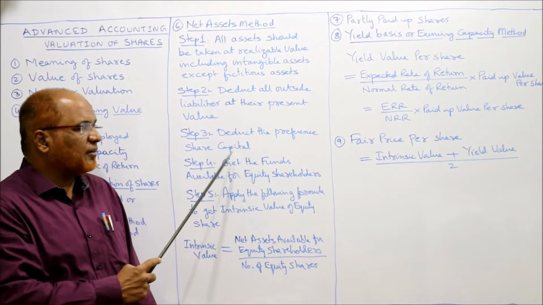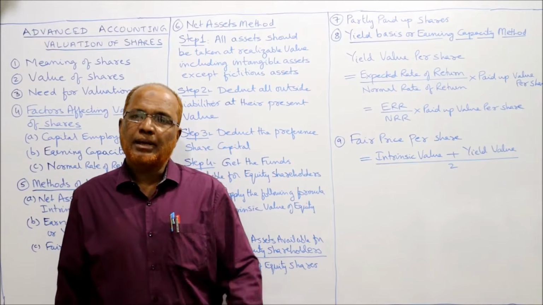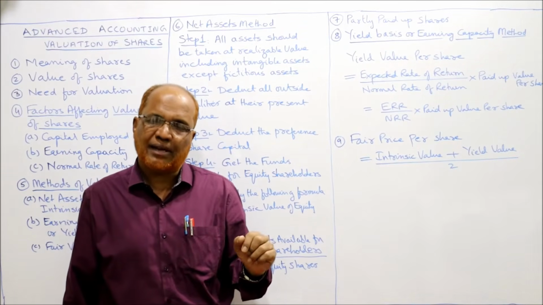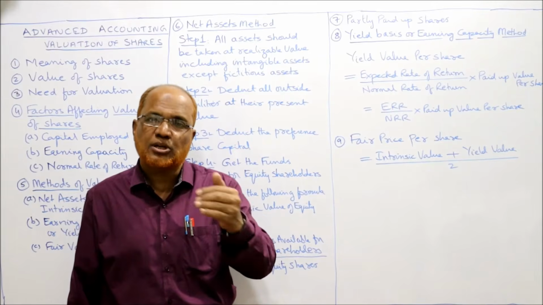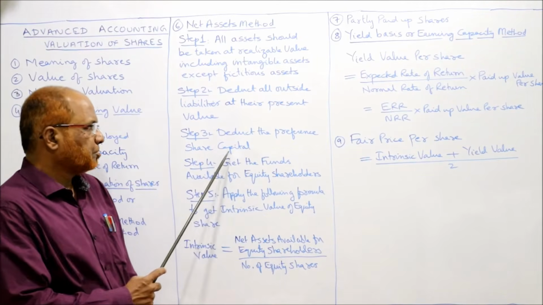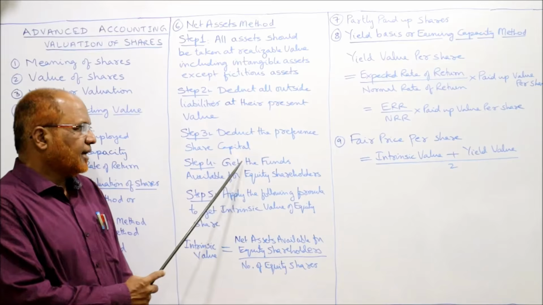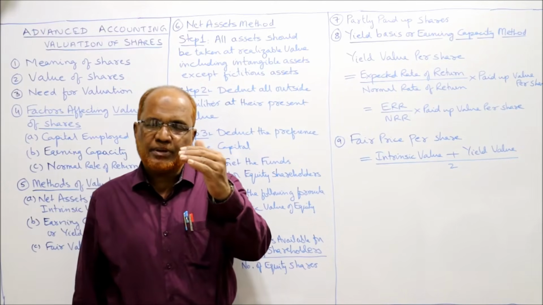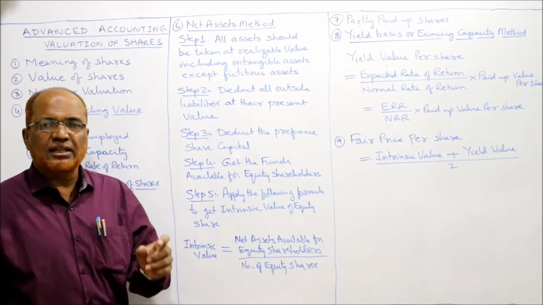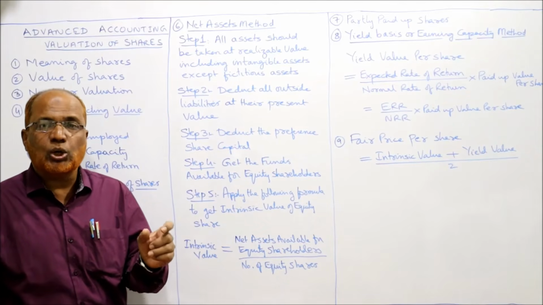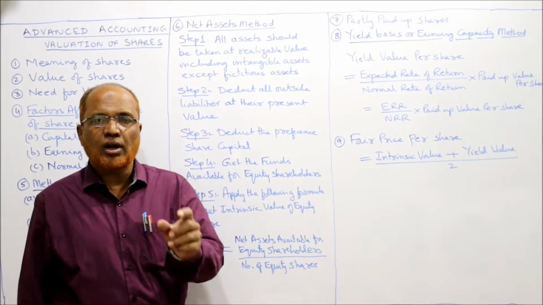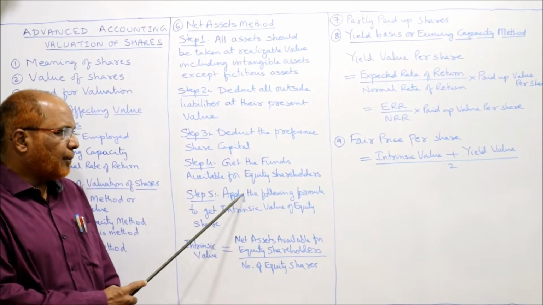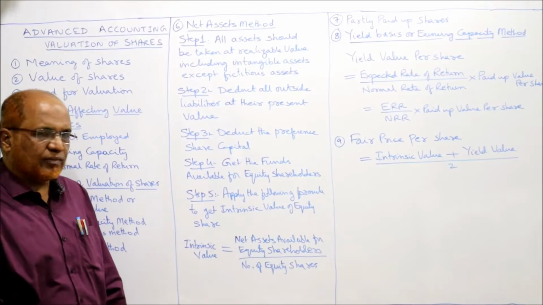Then after that, deduct the preference share capital also. पहले पूरे assets ले लेंगे, total कर लेंगे, फिर outside liability ले लेंगे, उसको भी निकाल देंगे, minus कर देंगे, preference share capital को भी minus करेंगे. Deduct the preference share capital. Get the funds available for equity shareholders. Preference share capital निकालने के बाद we will get the funds available for equity shareholders, or equity shareholders fund it is called. Then apply the following formula to get the intrinsic value of the equity share.